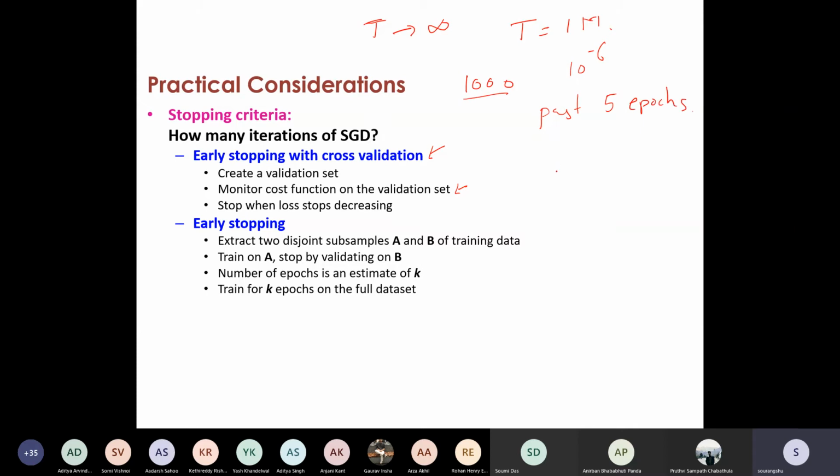then you can stop the SGD iteration and take the running minimum. Another thing is that you typically take the running minimum on the validation set, the eta t for which you actually obtain the minimum on the validation set. That is your final parameter.